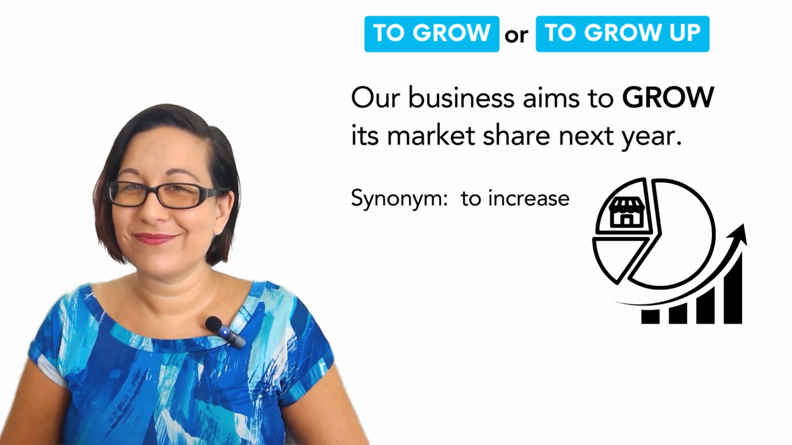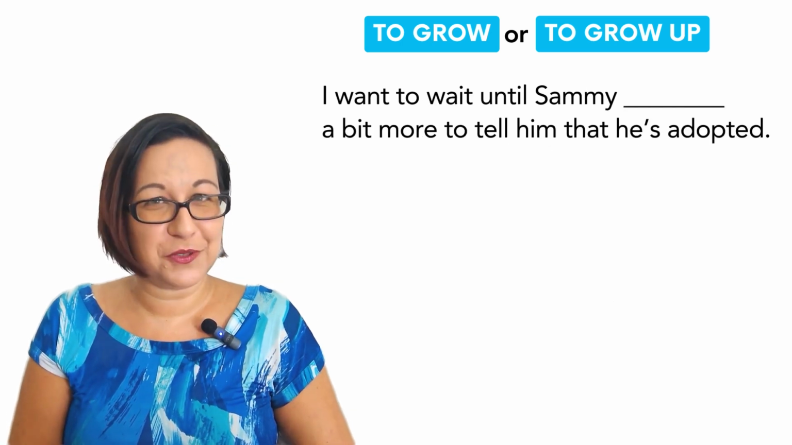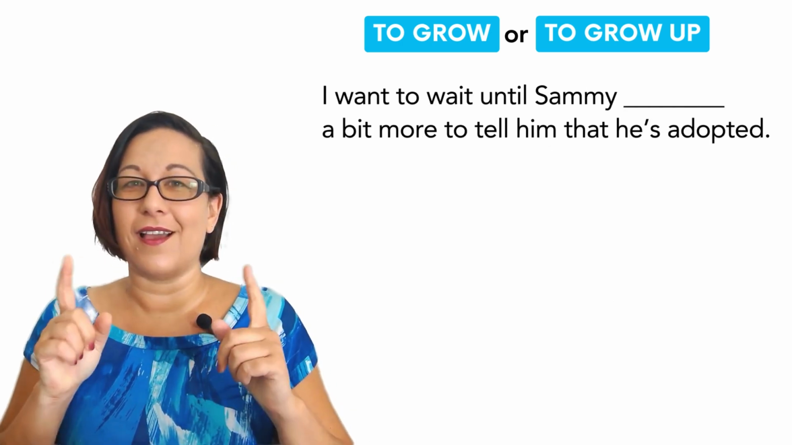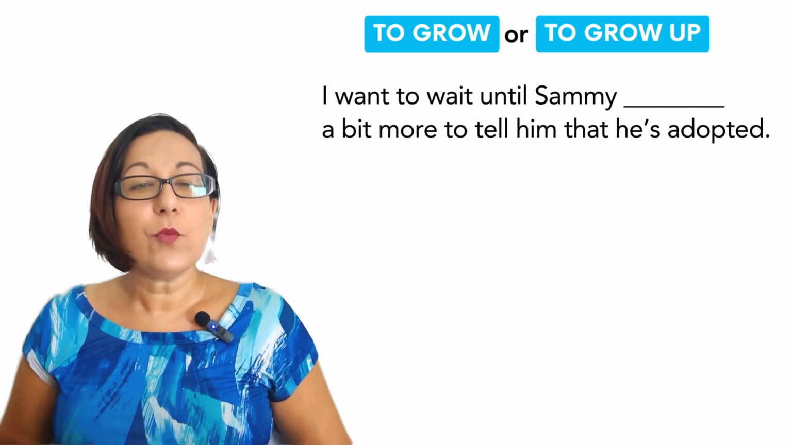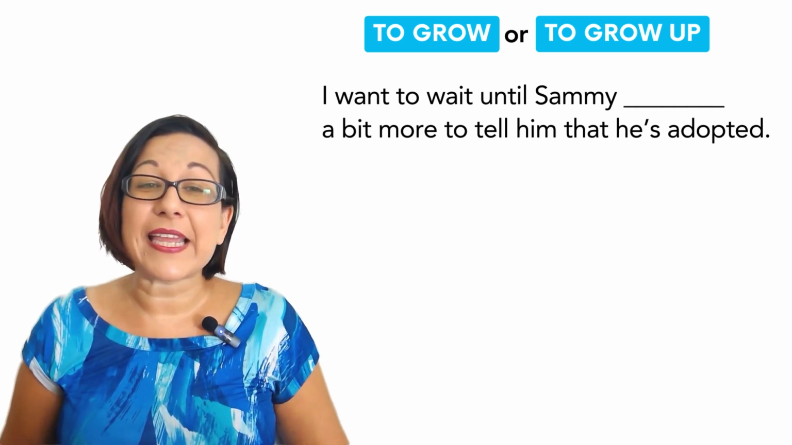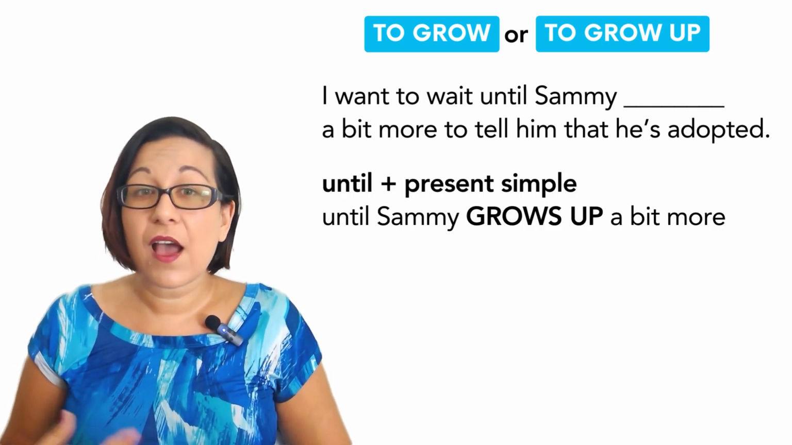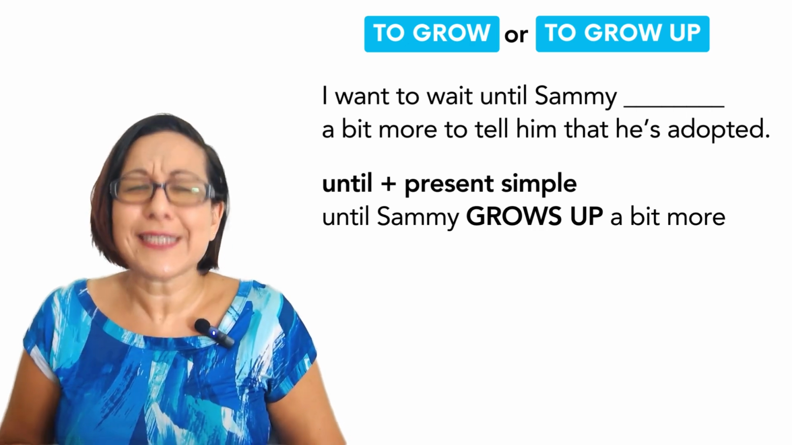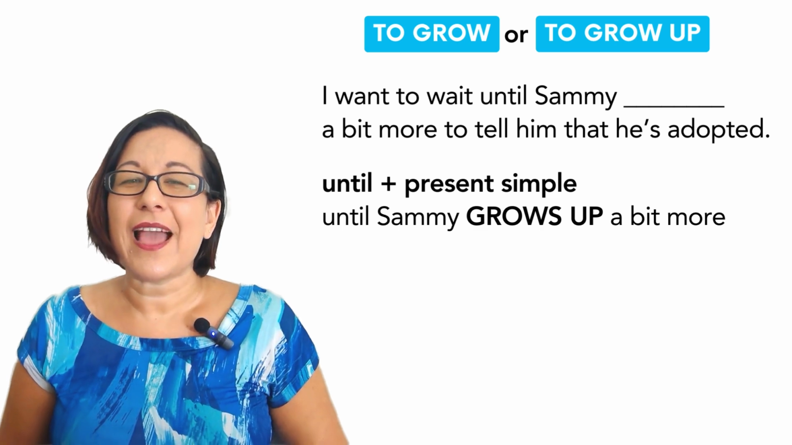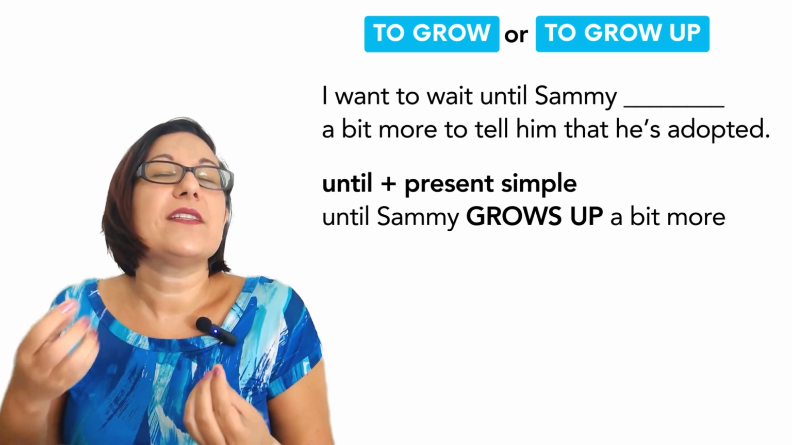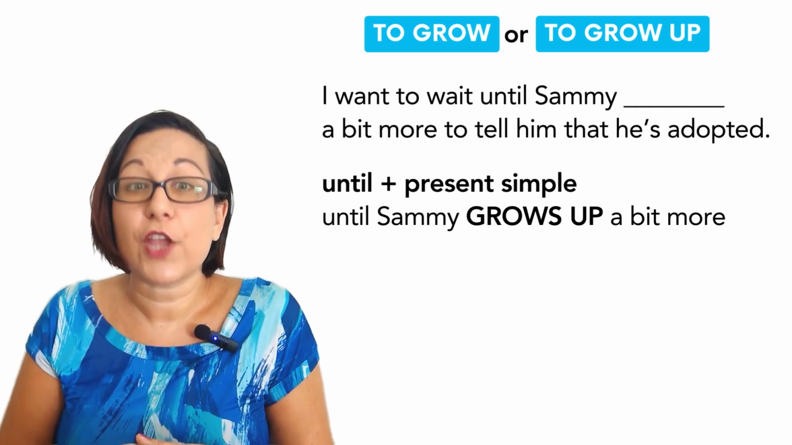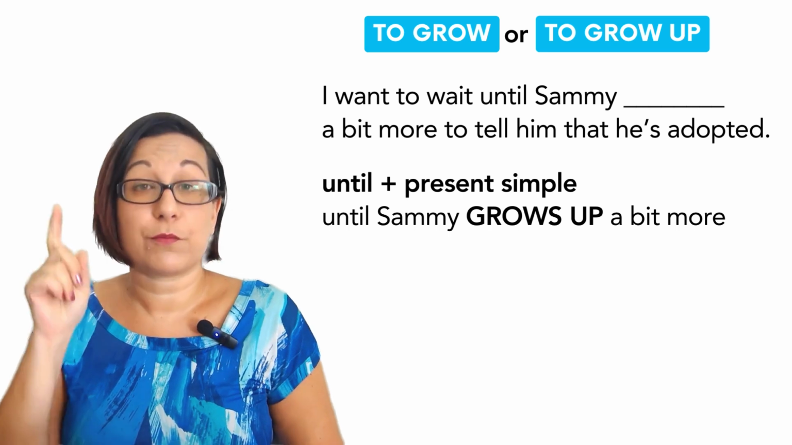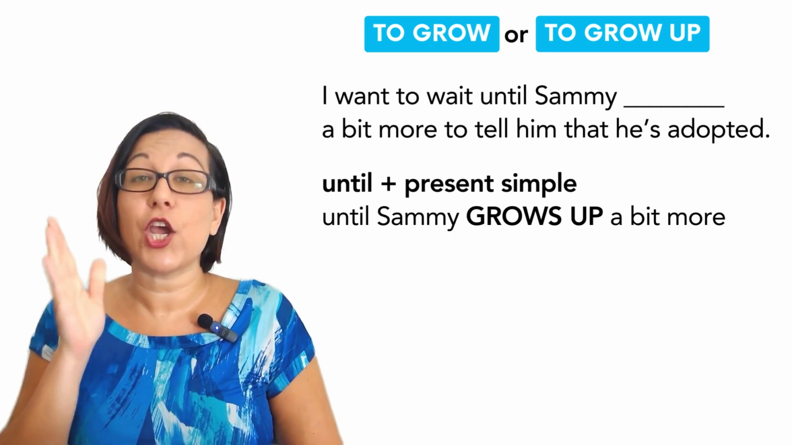And the last one? You've got 2 choices with the last one, but I'm talking about verb tense. So, I want to wait until Sammy grows up a bit more to tell him that he's adopted. Because I just don't think he's going to understand it now. He needs to be more mature. So you could use the present simple, until Sammy grows up.